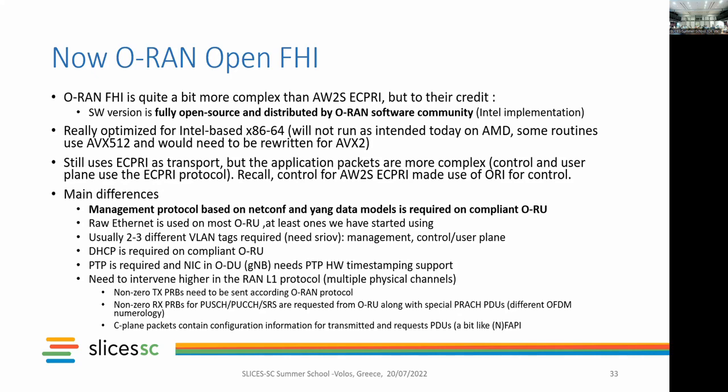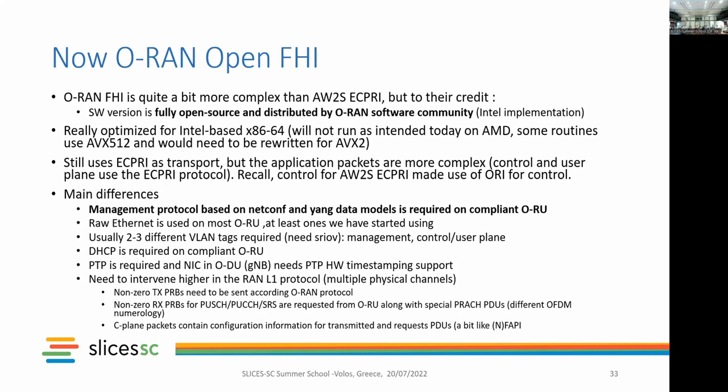I'll tell you the use case very quickly. Basically, you have to send non-zero transmit physical resource blocks according to the ORAN protocol. You have to receive non-zero physical resource blocks for the uplink shared channel, for the uplink control channel, and for the sounding reference signal. And these are requested from the radio unit along with the special PRACH protocol units, because these are different OFDM. You have to think very differently. It's not just at the level of the samples anymore. It's really tailored to the 5G system and to a certain extent to the 4G system.